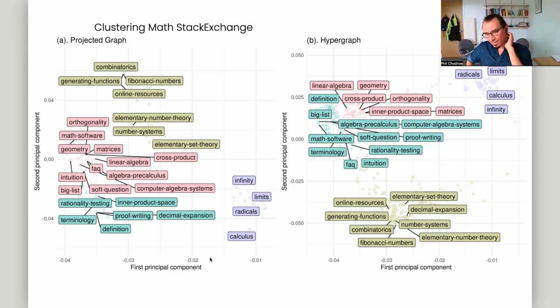On the other hand, the hypergraph seems to get this pretty much right. It has this nice, really well-defined pink cluster that we can intuitively identify as a linear algebra cluster. It contains linear algebra, geometry, cross product, orthogonality, inner product space, and matrices. And then the teal cluster collects a lot of things that we might think of as general math questions that don't necessarily fit into the scope of a single topic: definitions, soft questions, proof writing, terminology, intuition.